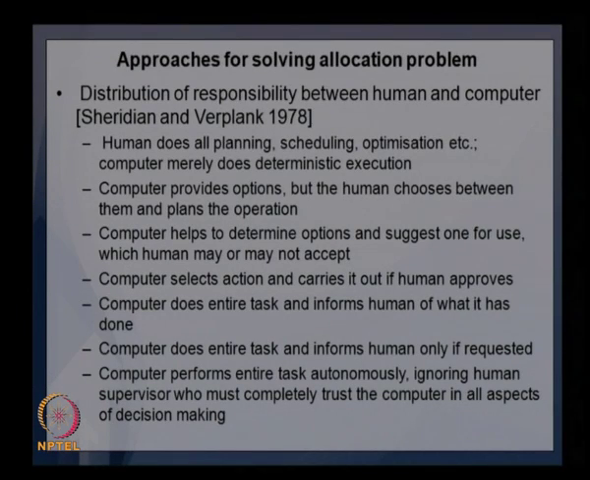There are different approaches for solving this allocation problem, because we have different ways of allocating the functions, especially when it comes to allocating work between the human and the computer, or human and the machine. We need to ensure that some standards are followed in allocating these functions. Sometimes we can think of a completely autonomous system, or a system where minimal autonomy is there and most of the work is done by the human. Because most systems are human-centered and human-operated, we need to find out the best possible way to allocate these functions between human beings and machines or computers.